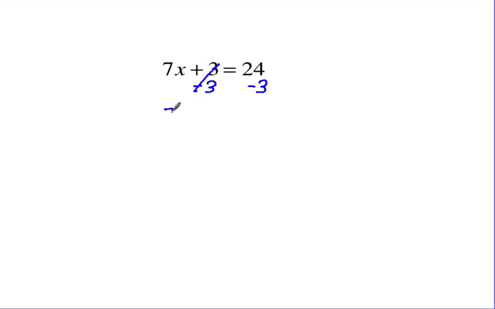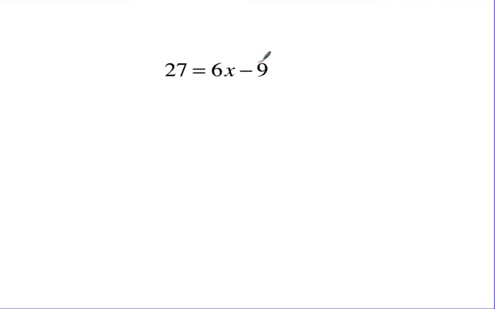So in the next line I'm left with just this 7x term, which I've not touched. And on the right hand side I've got 24 take away 3, which is 21. So this is now 7 times by something equals 21. 7 lots of something equals 21. Well, that number must be 3, so x equals 3. Can check that it works by putting it back in here. 7 lots of 3 is 21, plus 3 is 24. It works.